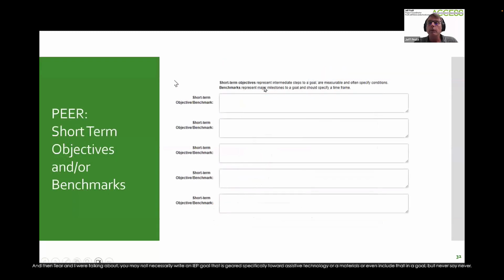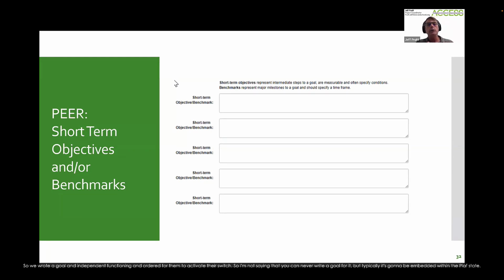And then Tara and I were talking about how you may not necessarily write an IEP goal that is geared specifically toward assistive technology or AIM materials, or even include that in a goal, but never say never. I have seen some where we were starting to look at a student using a head switch to toggle, and we were trying to get him to do it independently. So we wrote a goal in independent functioning in order for them to activate their switch.